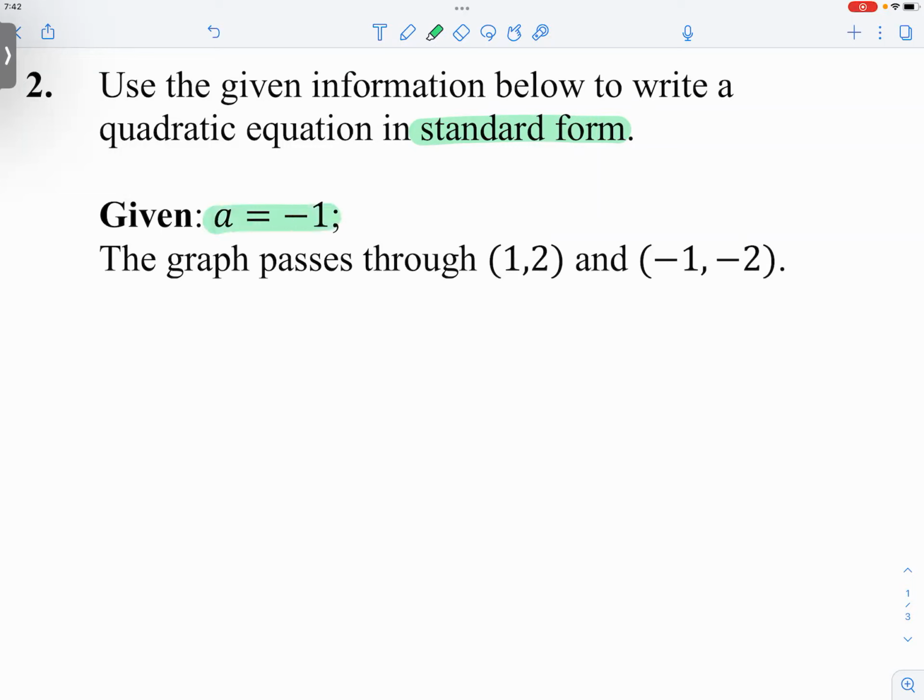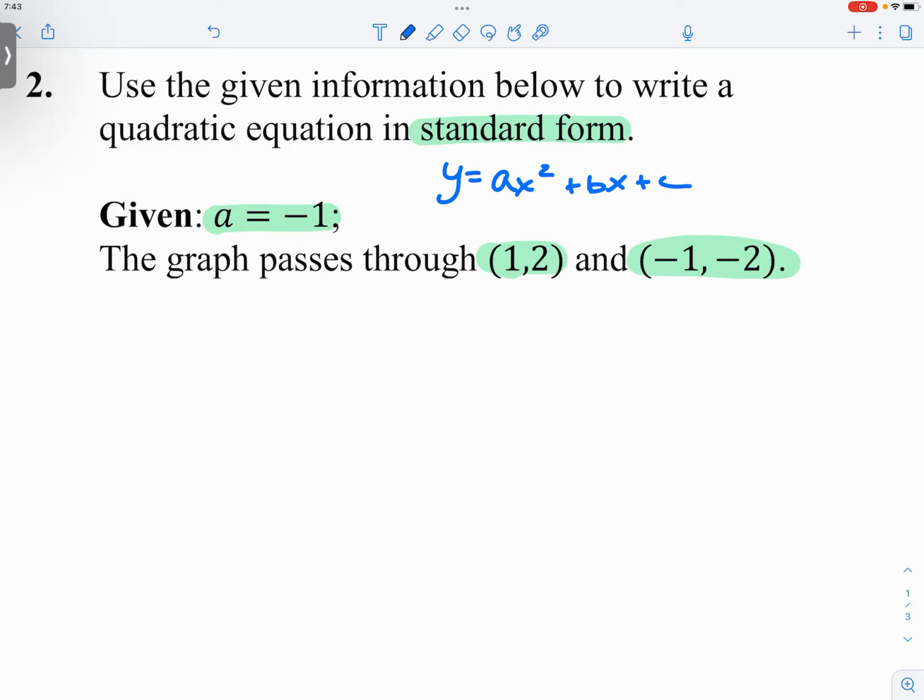We give you that a is equal to -1, and we give you these 2 points. And could one of these 2 points be the vertex? I don't know. But since we don't know, we cannot assume anything. And since we need to write the equation in standard form, well, first, what is standard form? This is our standard form. If you don't know, then it's going to be a problem.